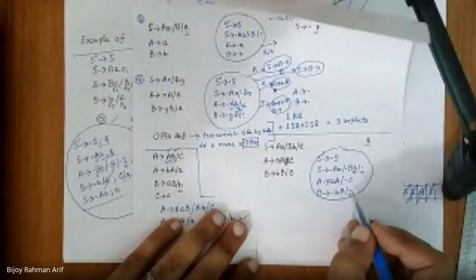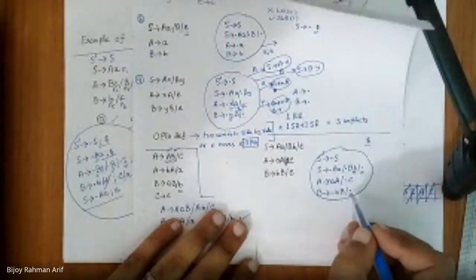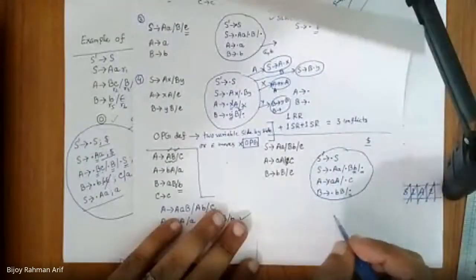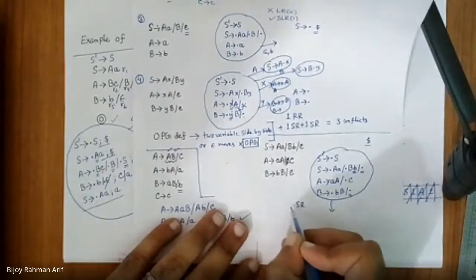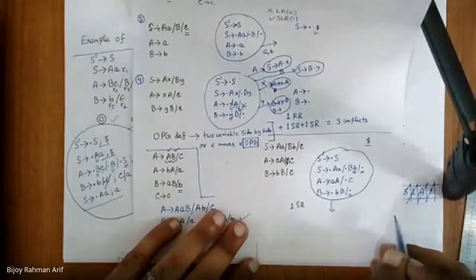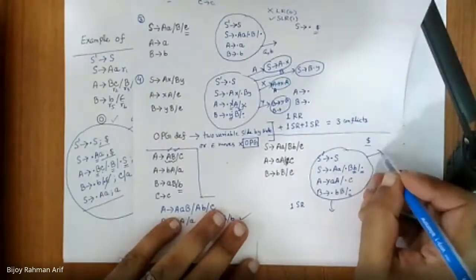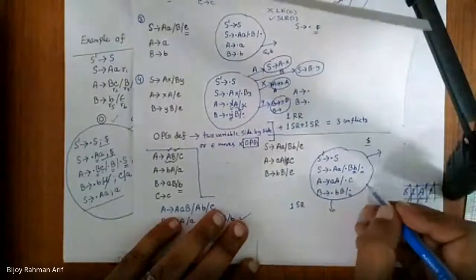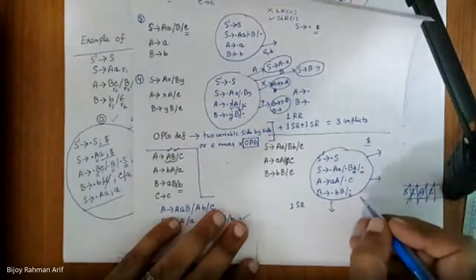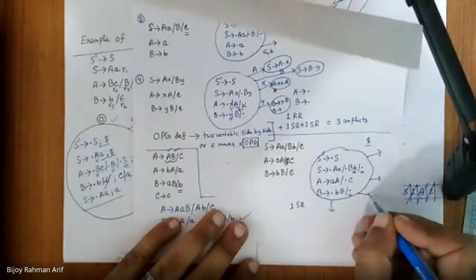This one should be placed under follow of B. What is follow of B? Follow of B is small b. And there's a shift on B. So definitely there is a SR conflict. So it is fine. It does not have any problem here. Over A, no problem. This one has no problem. B.